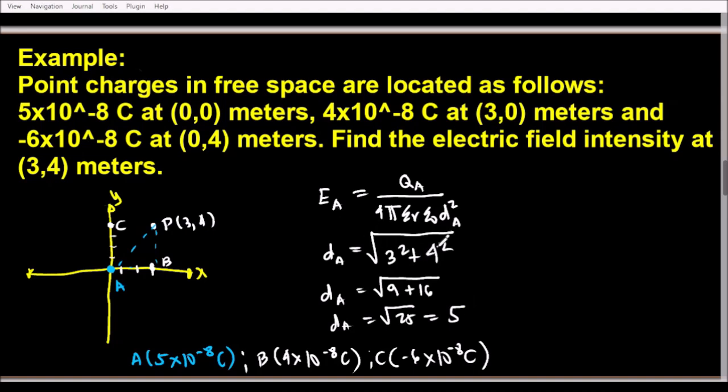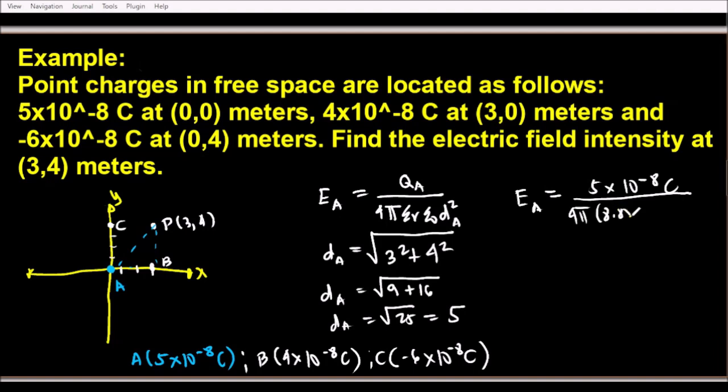So substituting, no? Your electric field intensity at A is equal to, your QA is 5 times 10 raised to the power of negative 8 coulomb over 4 pi times 8.854 times 10 to the power of negative 12 times 1 times 5 squared.